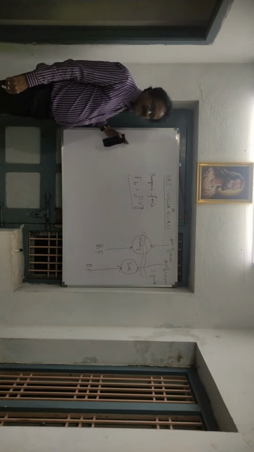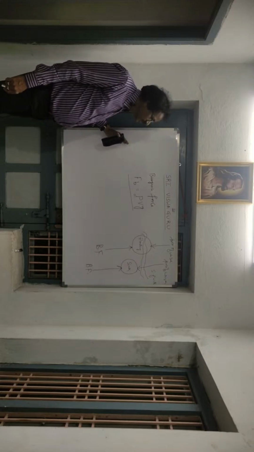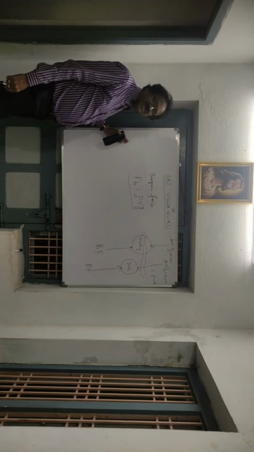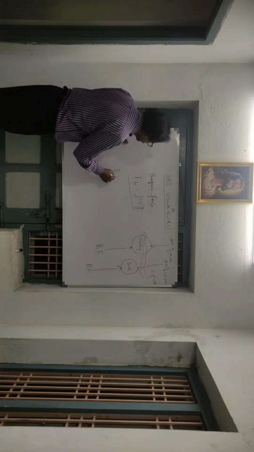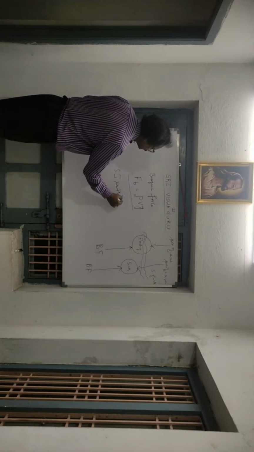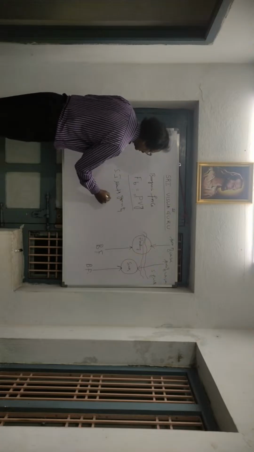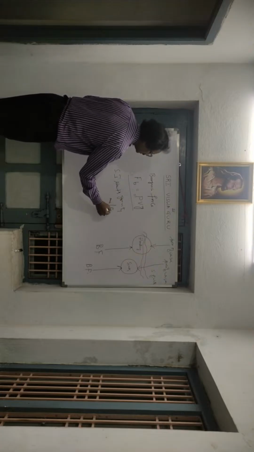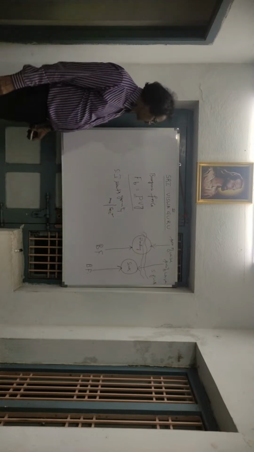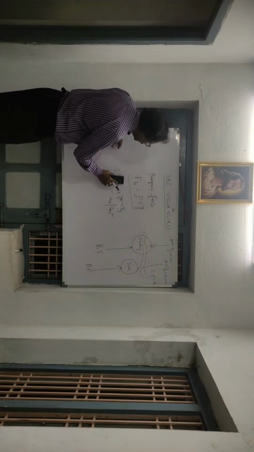So here, what are the SI units of gravity? Meter per second squared.